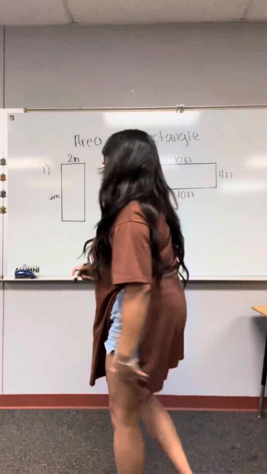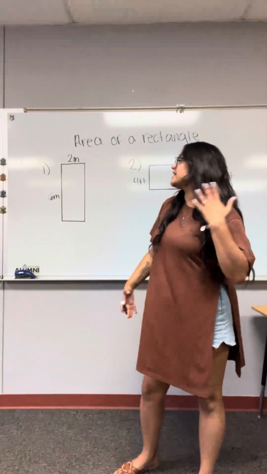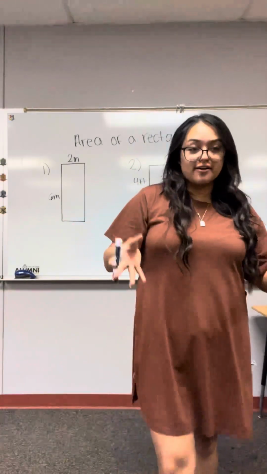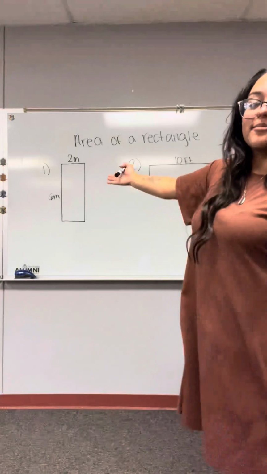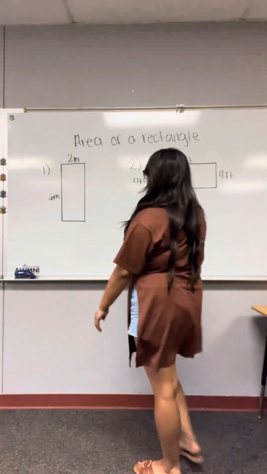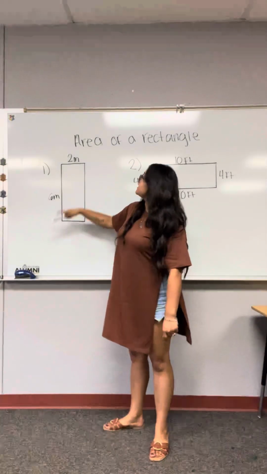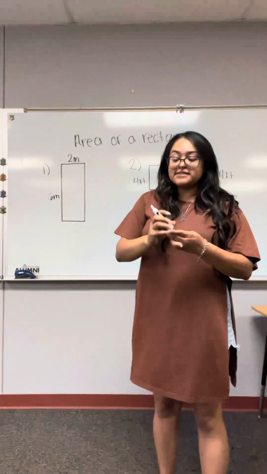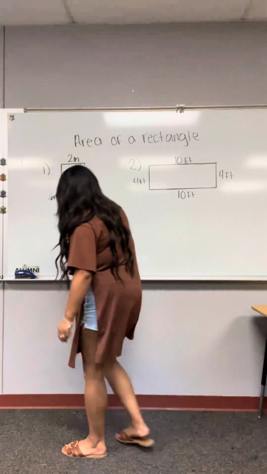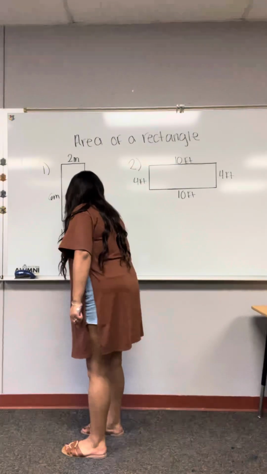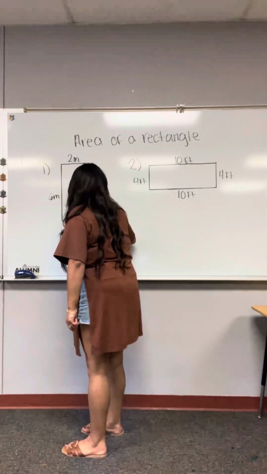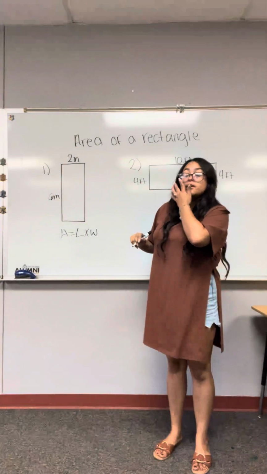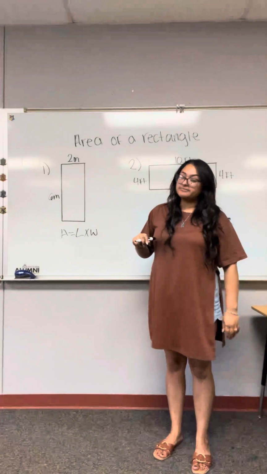So first, what is area? Area is the amount of surface something covers, or what a shape covers. Looking at number one, we have a rectangle that has a side length of 6 meters and another side length of 2 meters. The formula that we're going to be using to find the area of the rectangle is A equals length times width. That will be the formula that we'll be using to figure out our area.